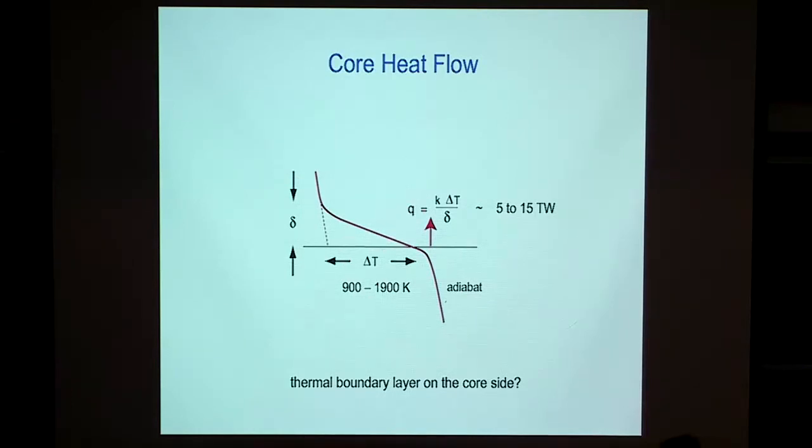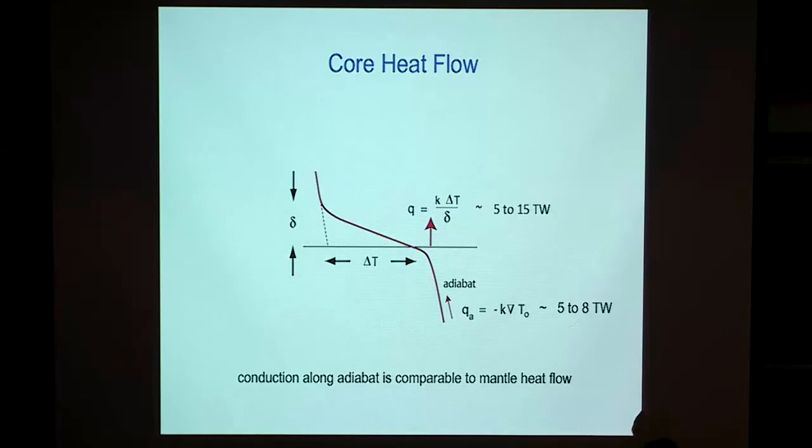Okay, so one of the things that's really interesting about terrestrial dynamos generating magnetic fields.